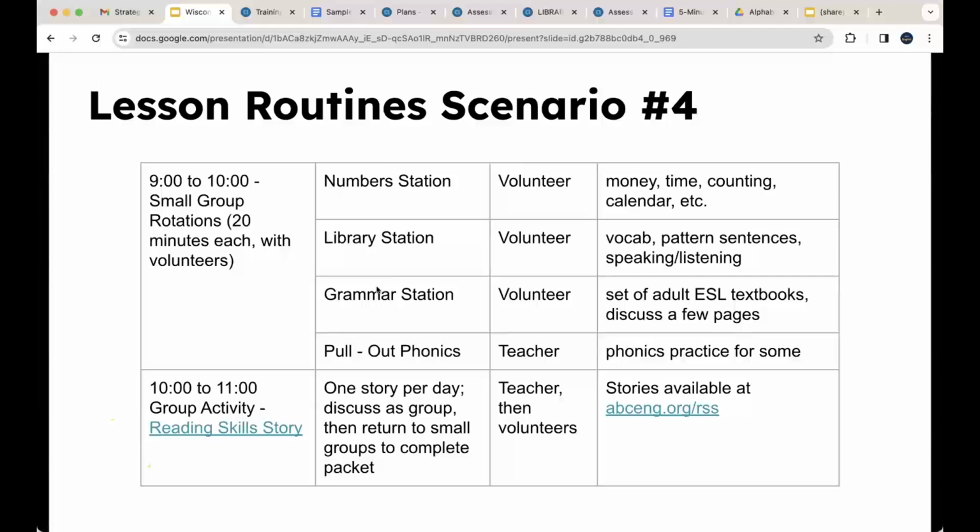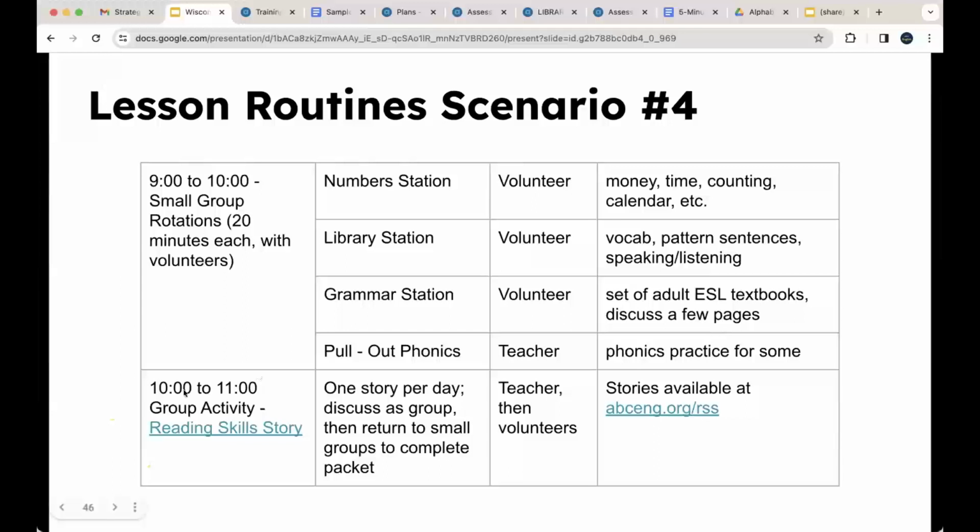Because of these rotations and the small group activities, it's a little bit easier to accommodate students who come in late. The students who come in late can still get involved, and they haven't missed the introduction to a larger lesson. And it allows the teacher to get a little bit of time pulling out students who need some literacy focus, because the whole group doesn't need that, only a few students need that.